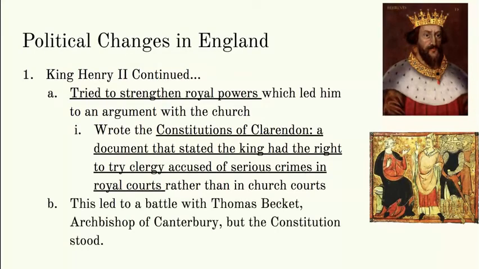Now, we know from our previous notes, this leads us to a battle with Thomas Becket, who's the Archbishop of Canterbury. He says, oh, will no one rid me of this turbulent priest? And so his knights go and kill him. Henry II's excommunicated for a little bit. He has to say he's sorry. But what's important to understand is even with all that chaos, the Constitutions of Clarendon actually pass. They stand, they survive, and people actually have to follow it.